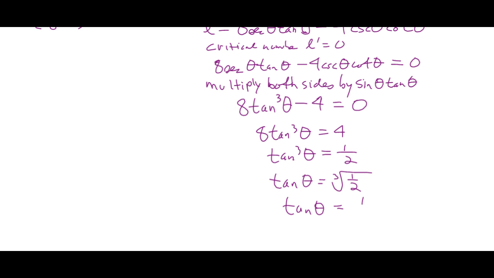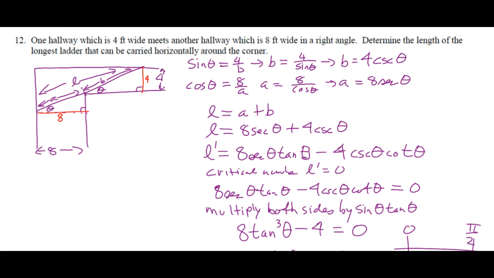Or tan theta is 1 over the cube root of 2. All right, so how does that help us? Well, first, we want to figure out if we have a max or a min, right? So let's go over here. We'll do the first derivative test. So 0, and pi over 2. If we go back to here, the angle theta is going to be between 0 and pi over 2.